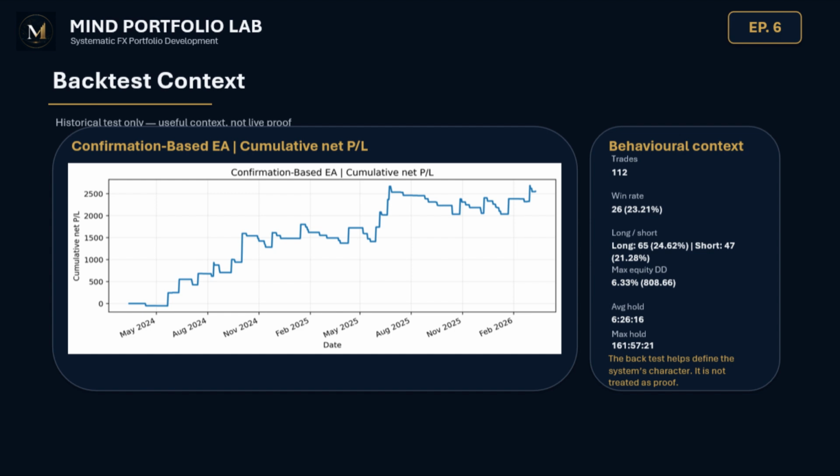The uploaded backtest is useful here, but I am not treating it as proof. It gives me context about the system's character. In this test, the EA has 112 trades. The win rate is 23.21%.